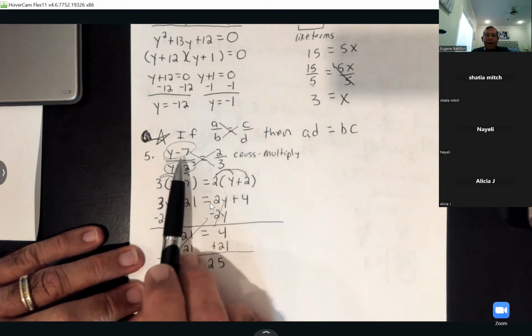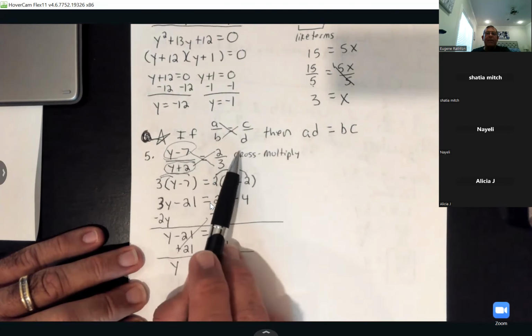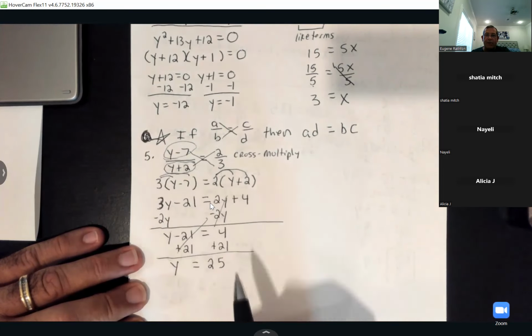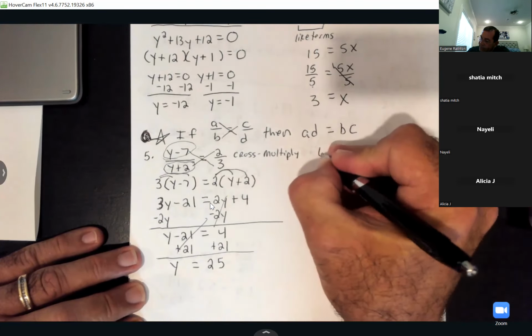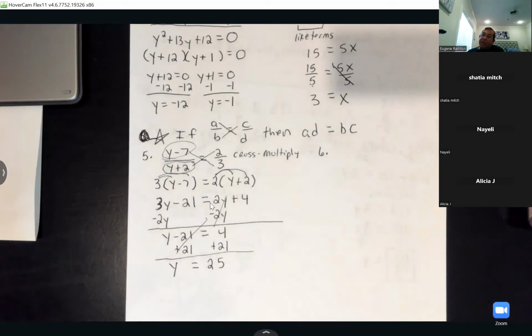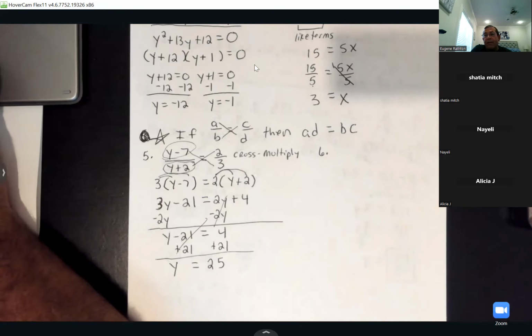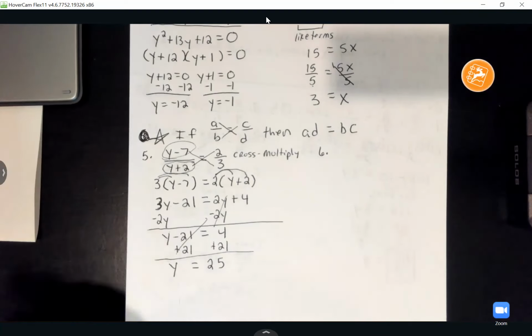So if you put that 25 in for these y's and simplify this, it would equal that 2/3. So y'all, I really like the cross multiplying stuff a lot better than I do the least common multiple.